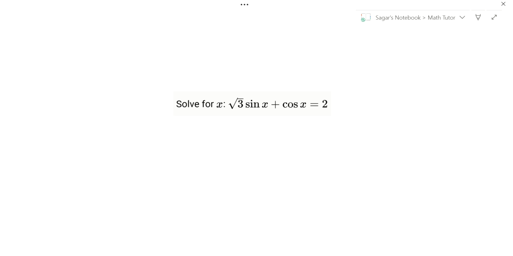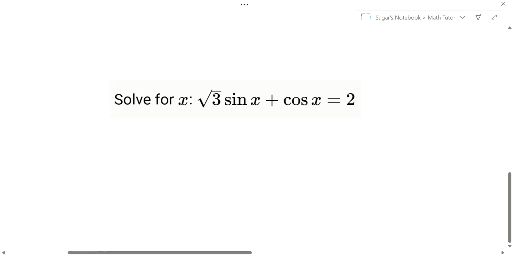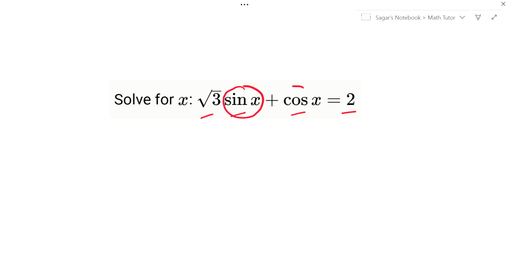Today we will be working through a grade 12 problem which requires us to solve for x. We see we've got root 3 multiplied by sine x plus cos x equals 2. Now we have to attempt to get these trigonometric terms to be similar so that we can make x the subject of the formula.